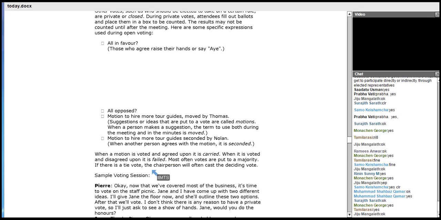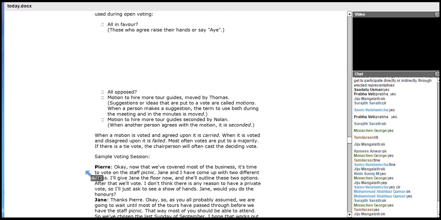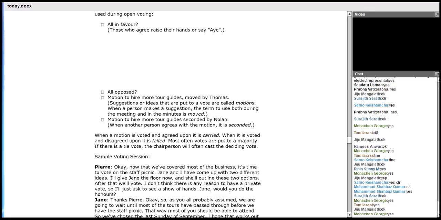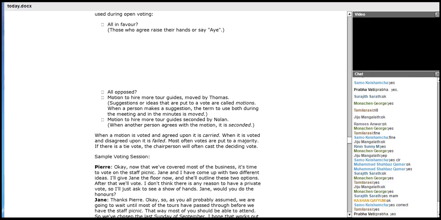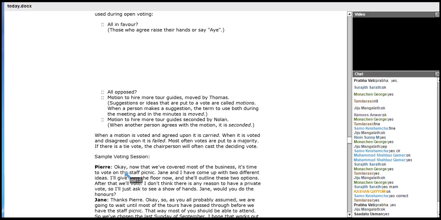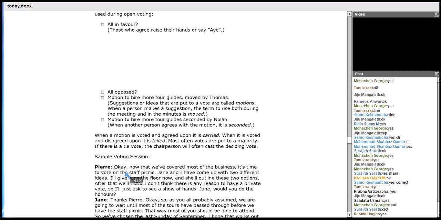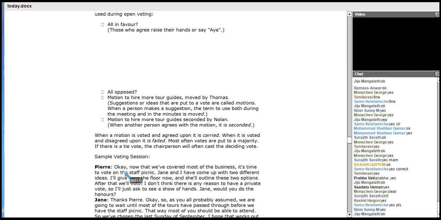Most often votes are put to a majority. If there is a tie, then the chairperson will often cast the deciding vote, right? Am I correct? Is it clear, everyone? Shall we proceed ahead? Please let me know in the chat box.